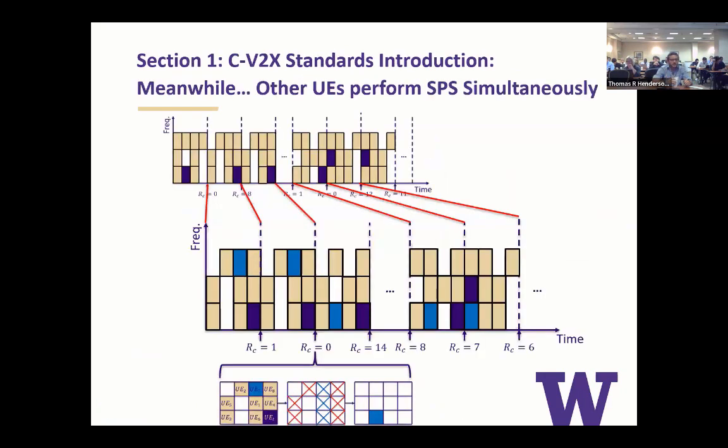It's important to note that while the UE we've been focusing on, the purple UE, is performing SPS, so are all the other UEs. Here we highlight another UE and its process while the purple UE is transmitting. Doing a similar thing, excluding the half duplex UEs and those in red, and ultimately making selections.